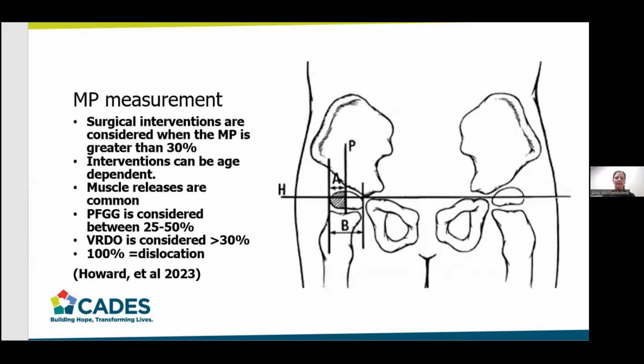This may be a bit technical, but your doctor will let you know what percentage your child is showing. Surgical interventions are considered when the number is greater than 30%. Muscle releases have been a traditional option to reduce the pull on the hips and buy time until a full reconstruction would be necessary.